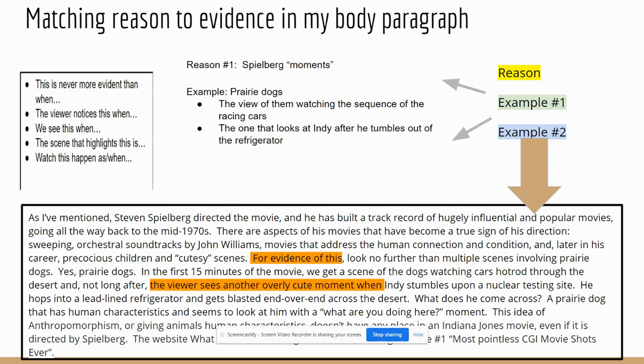Okay, so you can read this paragraph. You can see I highlighted in orange a couple of examples where I really try to give my specific examples. For evidence of this, look no further than multiple scenes. The viewer sees another overly cute moment when. So those are some ways that you can insert those moments.